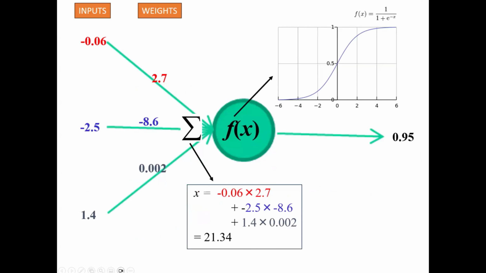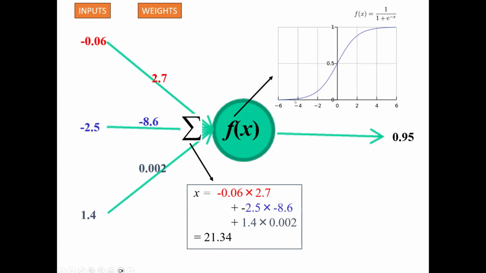This activation function is doing the following. So let's say in this example, we have this minus 0.06 times 2.7 and so on. If you do the calculation as I just explained, you get 21.34 as a result, right? So what's actually here as an input is the sum of these 3 multiplications. So in this case, 21. Now, what this activation function does is it takes this value and converts it to a value between 0 and 1. So if you want, 0 is not activated and 1 is activated, hence the name activation function.